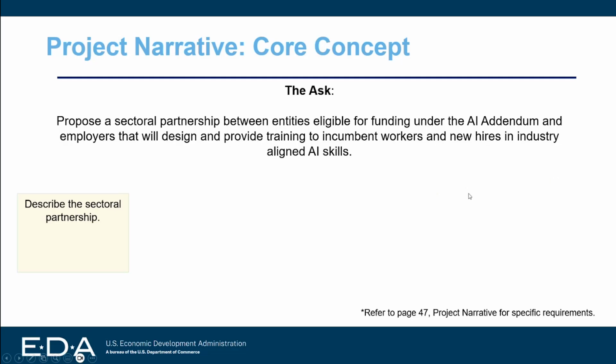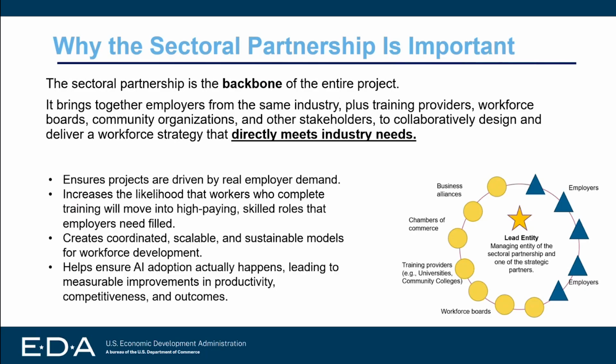Starting off with describing your sectoral partnership. A strong partnership ensures your project is grounded in real employer demand, not assumptions, not hypothetical needs, but the skills employers actually need today. So your partnership should bring employers, training providers, workforce organizations, and community organizations together around a shared strategy. This collaboration increases the likelihood that workers who complete training will enter high quality roles or advance in their current roles, and employers will meaningfully integrate AI-enabled tools into their operations. Finally, the partnership model supports long-term sustainability.